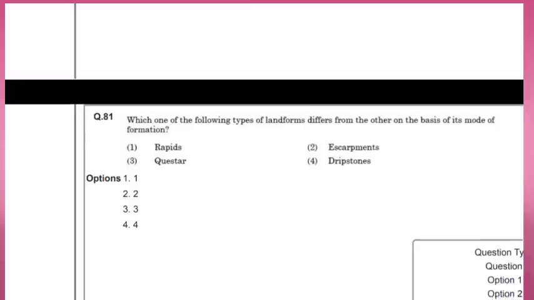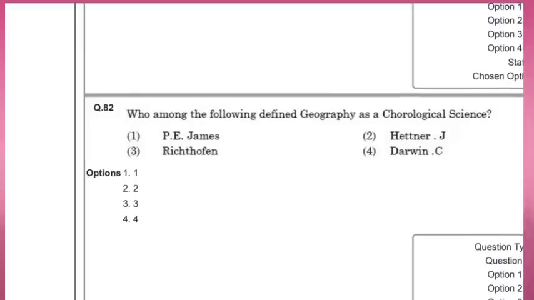Basically, the answer is 4, dripstone. And next question: who among the following defined geography as a chronological science? The correct answer is Hettner, option 2.